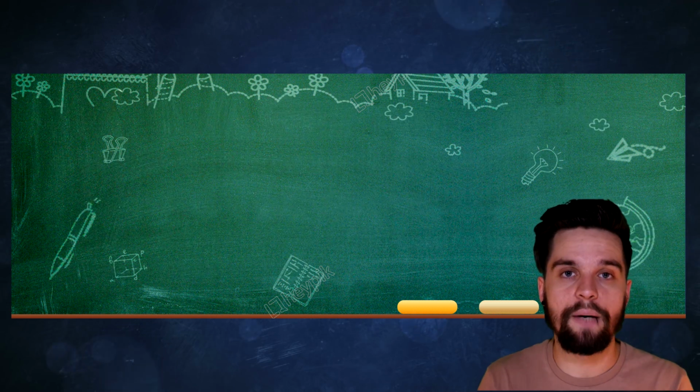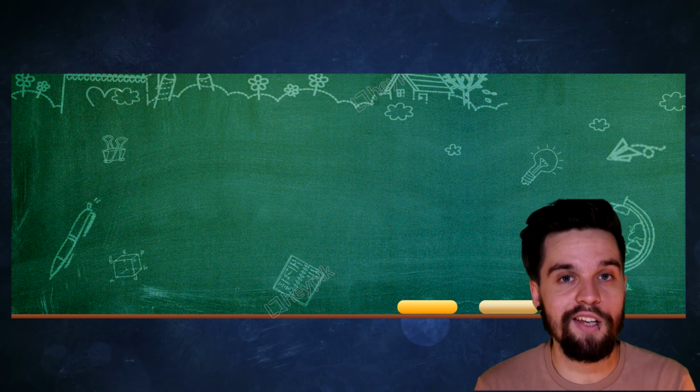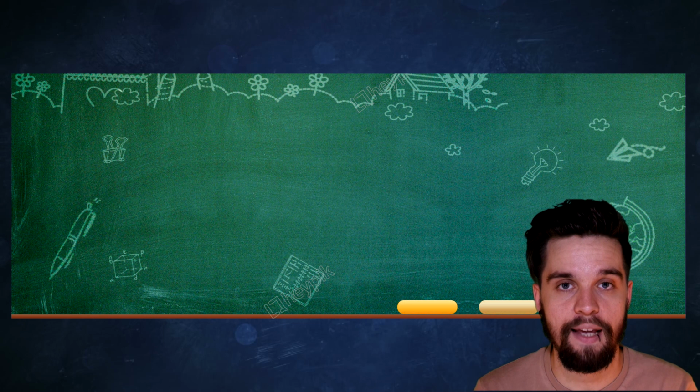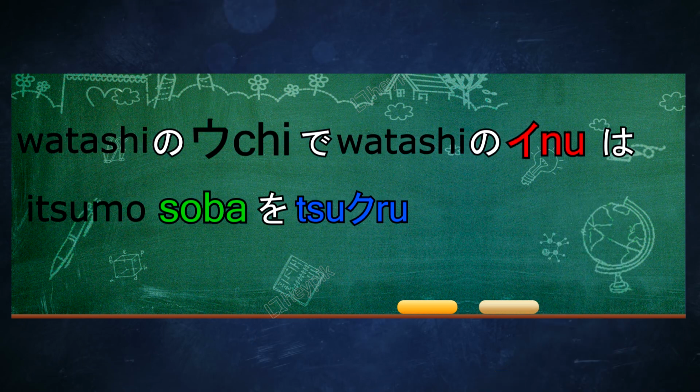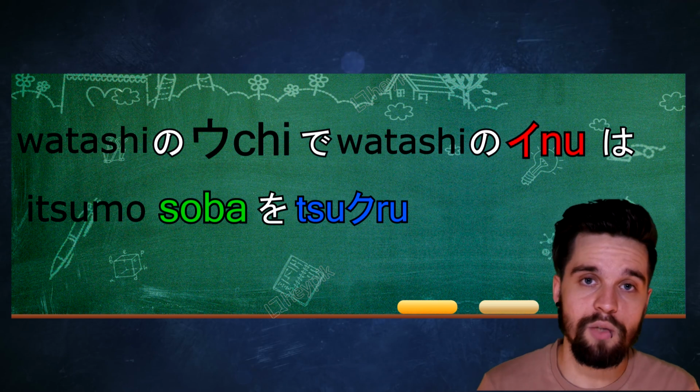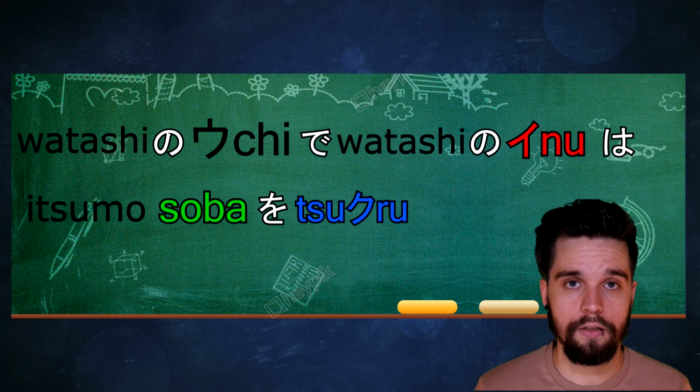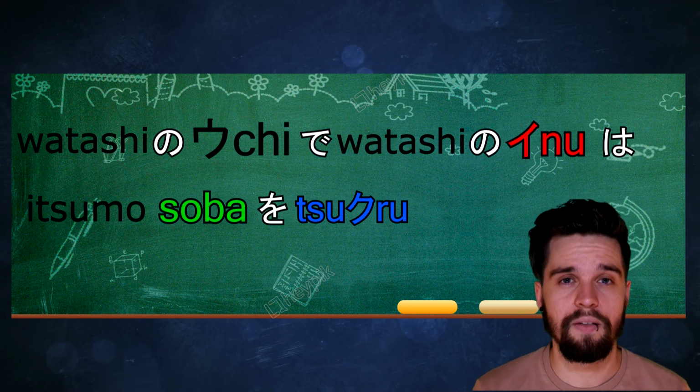Now we covered everything I wanted to cover in this episode, and the only thing left for us to do is look at the example sentence I have for you today. The sentence is, 私の家で私の犬はいつもそばを作る。If you want to take a breather in between 2 words in a sentence, you always do this after a particle. In Japanese, this just tends to feel the most natural.